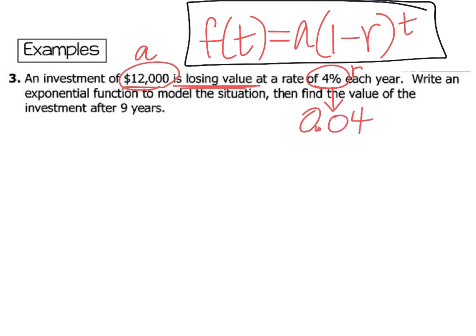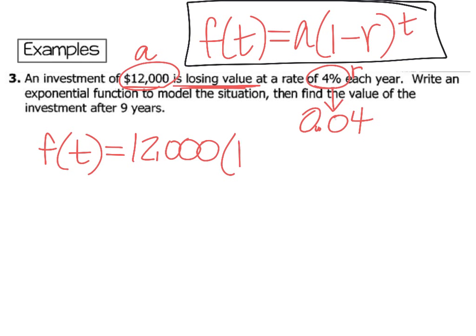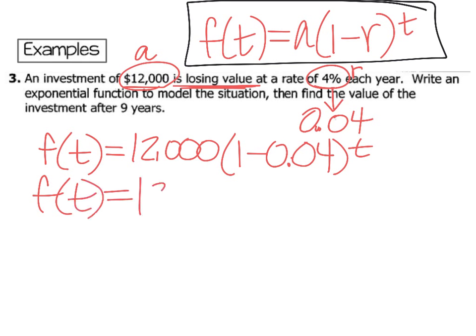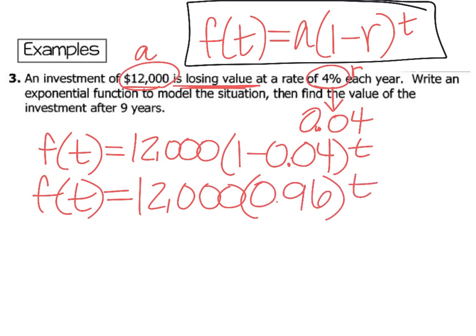We want to write an exponential function to model this situation. So let's first do that. We would say f of t equals our initial amount, 12,000, times 1 minus 0.04 to the t power, and then 1 minus 0.04 would give you f of t equals 12,000 times 0.96 to the t power. Now that's our function that models the situation.